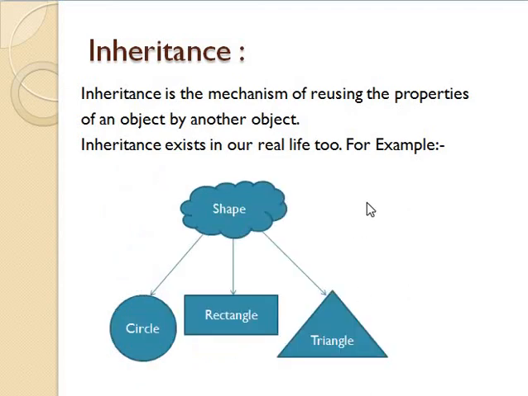Now consider this figure. As circles, rectangles, and triangles are all a kind of shape, they share some common properties from the class shape or from the object shape.